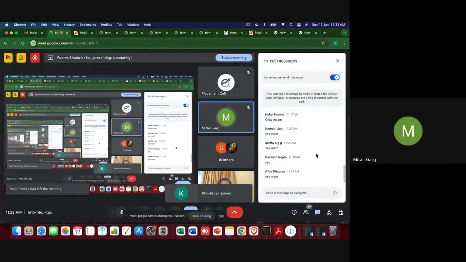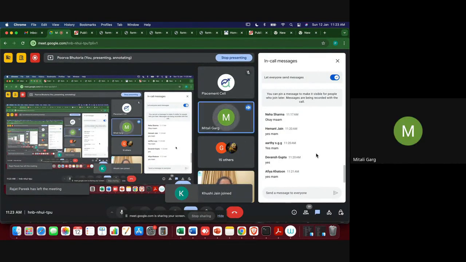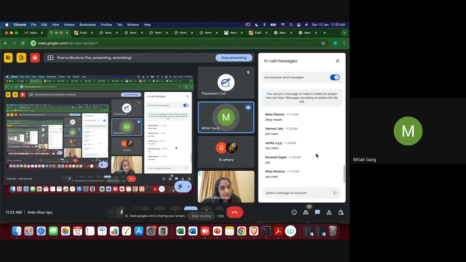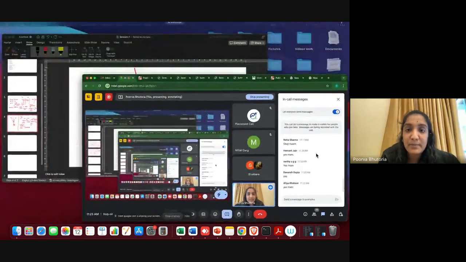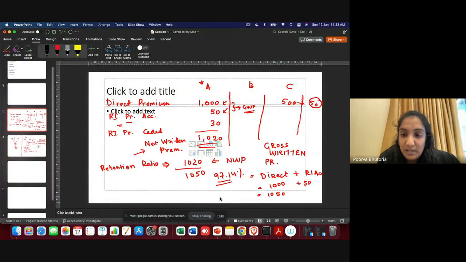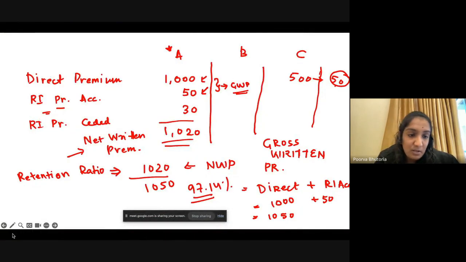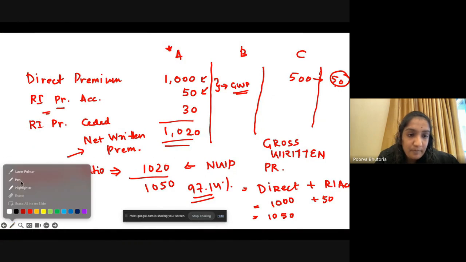No, ma'am. Why not? Ma'am, because only 6 months have gone till now, so we'll write 10 into 6, so 60 will be reported. We can report rupees 60. Perfect. When we started with our accounts, we started with rupees 1000.